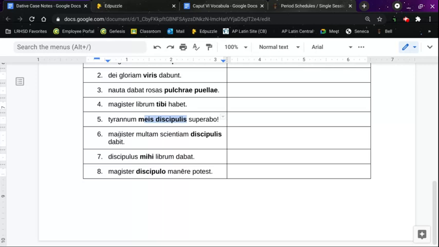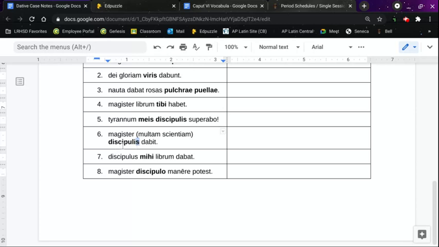All right, number six, the teacher, dabit, future tense. So the teacher will give multam scientiam. The teacher will give much knowledge. Both those words go together, and when you translate a Latin sentence, sometimes it's a good skill to isolate the words that clearly go together to help you better visualize the sentence. But the teacher will give much knowledge to the students. All right, and so dative plural. So we're going to say students, to the students.